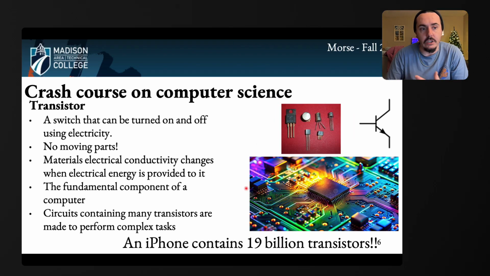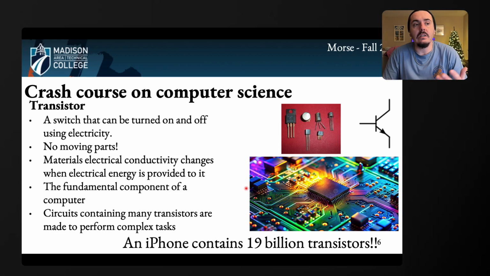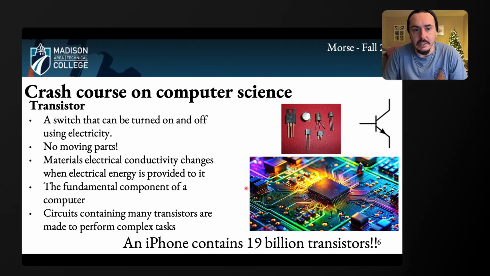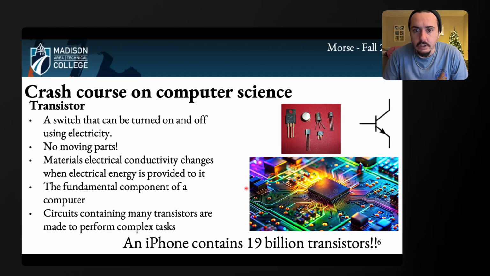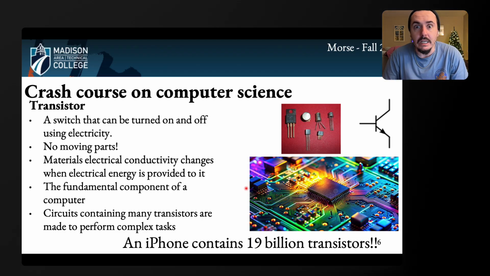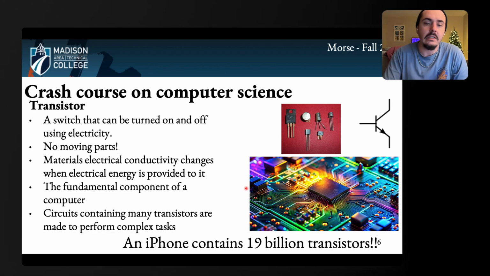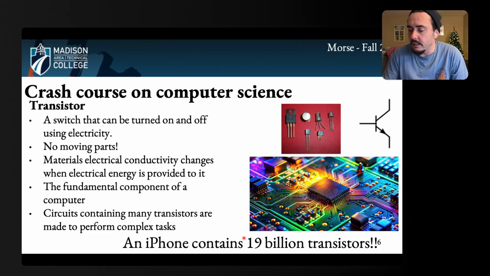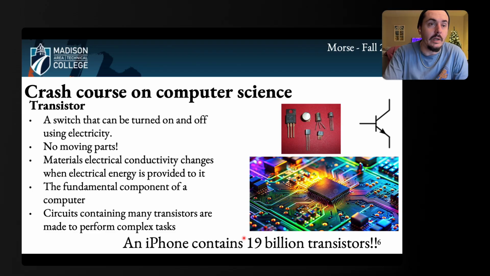So this leads us to transistors. Transistors are switches that can be turned on and off without moving parts. This is the basis of all modern computing. These are amazing. The material changes when you add electricity, and so it allows either for it to be a conducting material or not. This is where semiconductors come from. So the circuits can perform extremely complex tasks. In fact, your iPhone right here has 19 billion transistors. That's insane. There's 19 billion transistors in this phone right here that I watch YouTube videos on and stuff like that. 19 billion is wild.